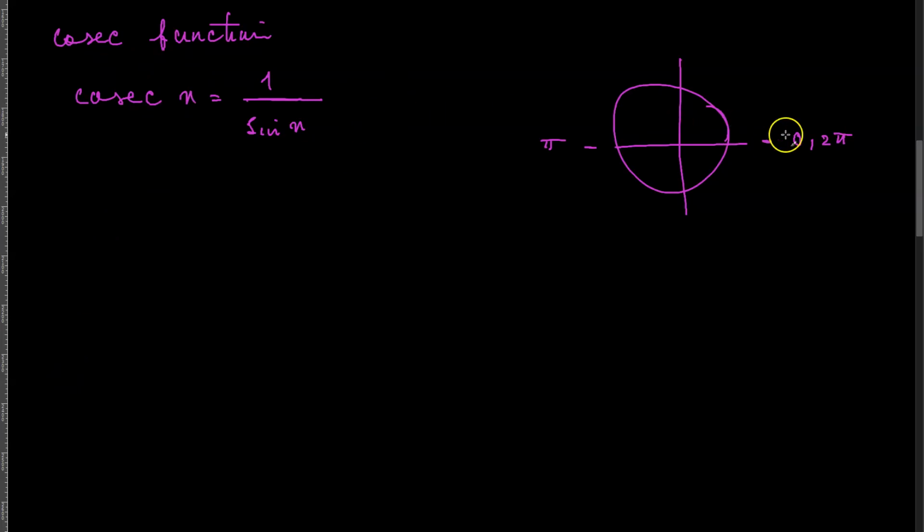So that means that these angles have to be excluded from the domain of the function, which means that I can say that cosecant as a function is a function from R, excluding all x such that x is equal to n times pi, where n belongs to the set of integers.